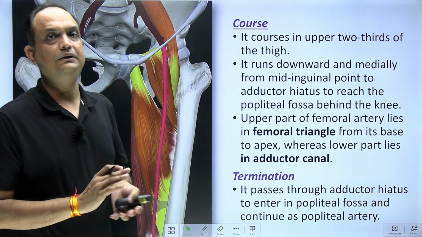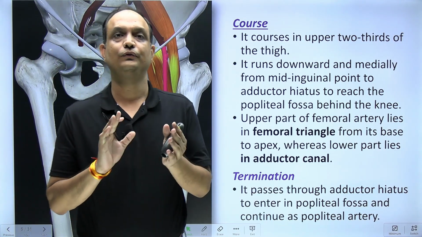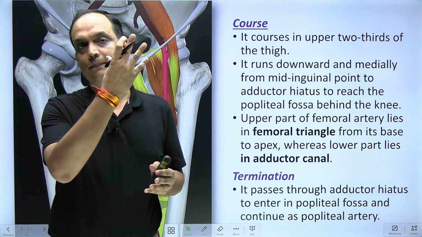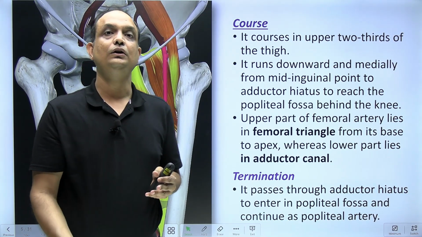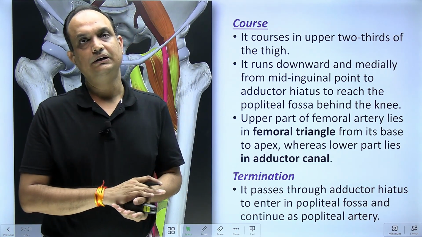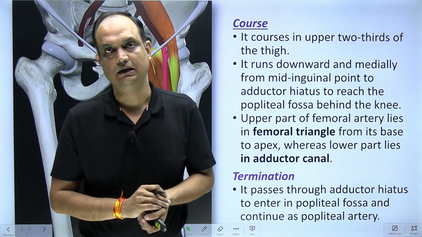So, the course has been divided into two parts. In the front of the thigh you will have the femoral triangle, and we know that the apex of the femoral triangle continues with the adductor canal. So, you will see the course in the femoral triangle and the course in the adductor canal.